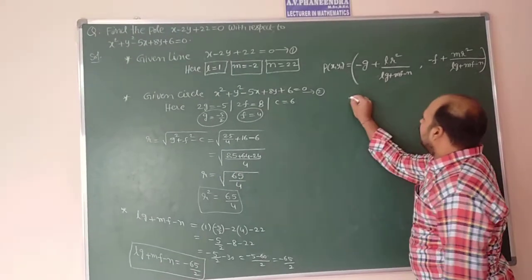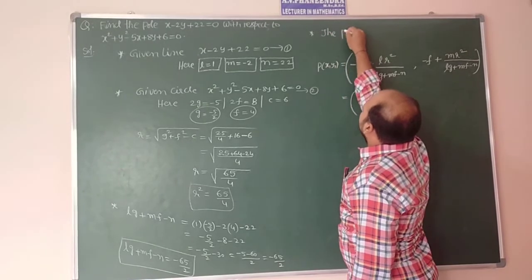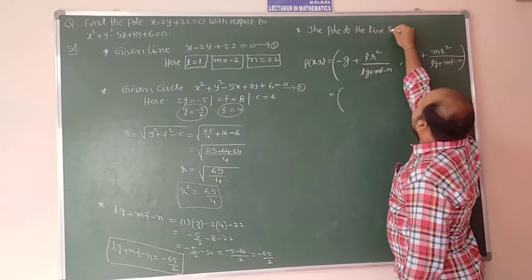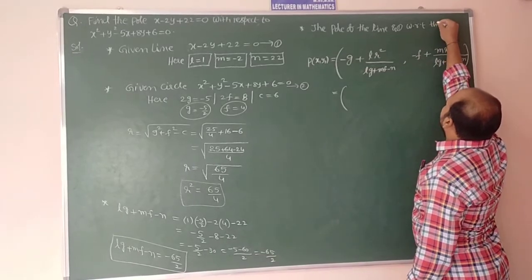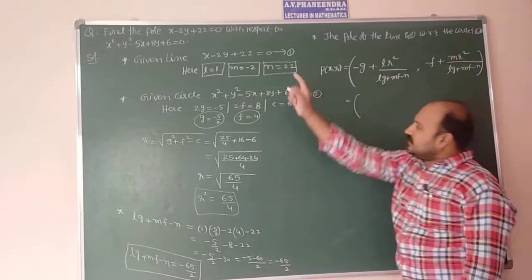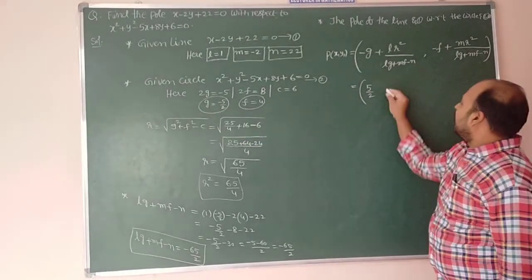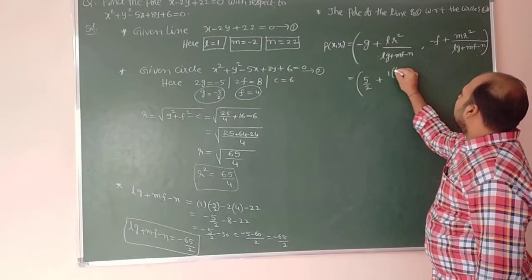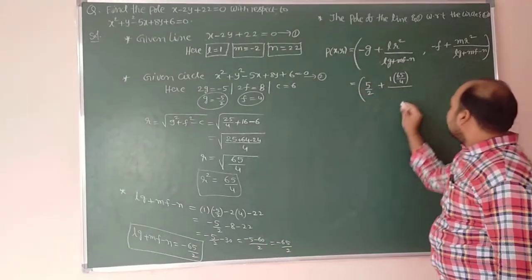So next step, the pole of the line, equation 1 according to this question, with respect to the circle, equation 2, is, this is the formula, minus g. So minus of minus 5 by 2 is plus 5 by 2, plus lr square, l value is 1, r square value is 65 by 4, divided by lg plus mf minus n, already we calculated, that value is minus 65 by 2.